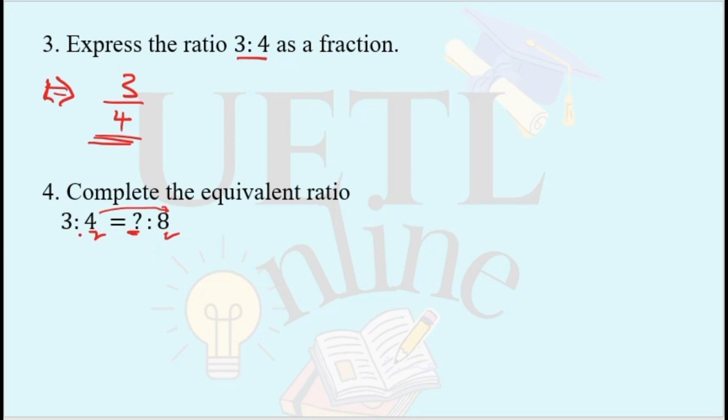So 4 was multiplied by 2 to get 8, right? This means that we have to multiply 3 by the same number to get the number we need here. So we say 3 times 2 to get this number. In this case 3 times 2 gives us 6. So your answer becomes 6 is to 8. This is the simple way of doing it.